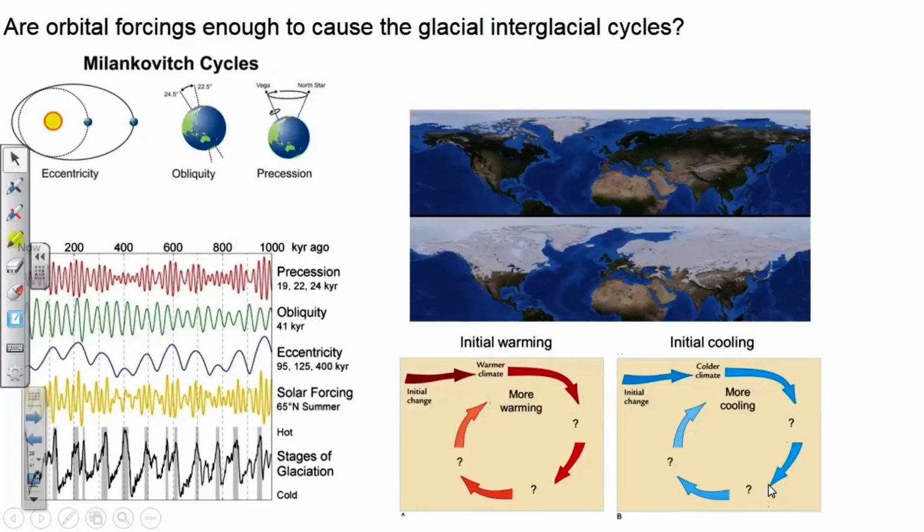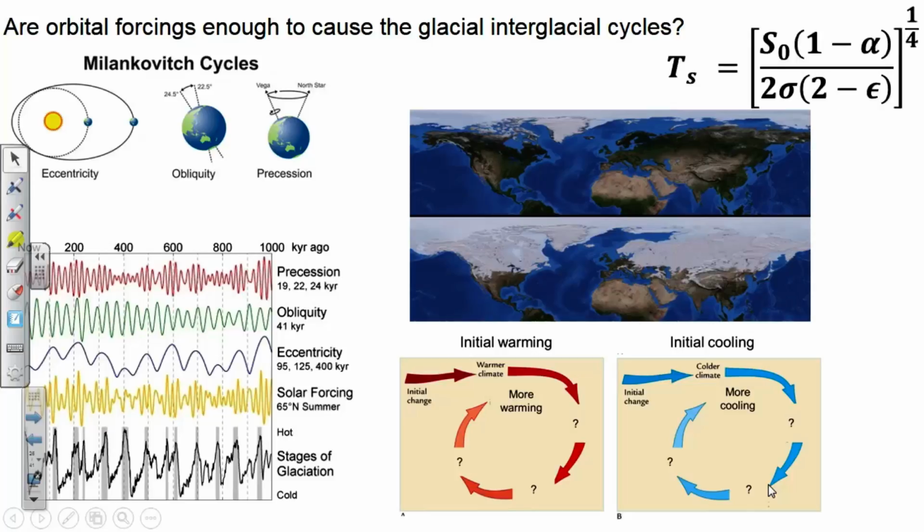So the problem with this theory is that the actual forcing of these changes, the changes in S0 here, are tiny. They're really quite small.